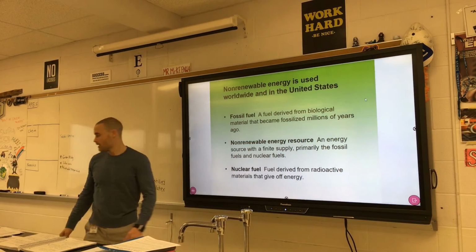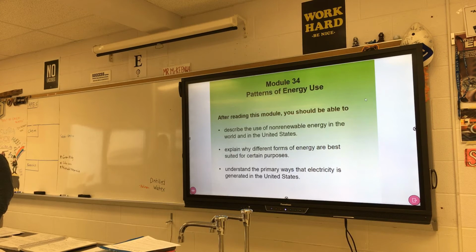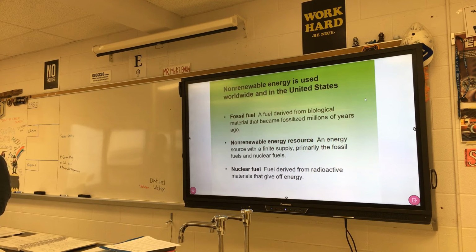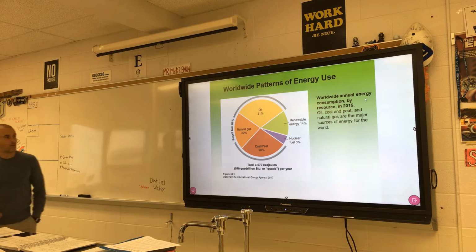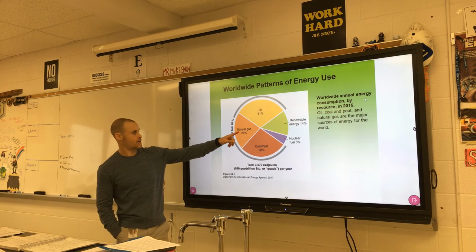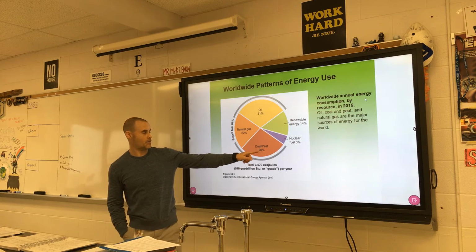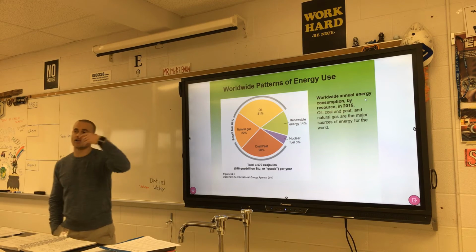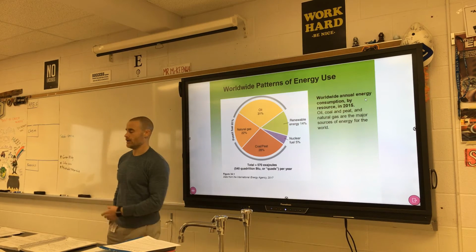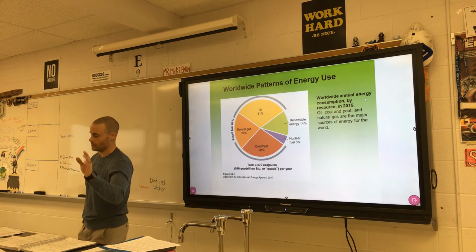All right, here we go. We already talked about fossil fuels, non-renewable, nuclear fuel. We can skip all that. Why don't you write these percentages down? Worldwide pattern of use in 2015: 22% natural gas, 28% coal and peat. Peat is a precursor to coal. So it's plant remains that are starting to decompose, but it's not even close to being coal.